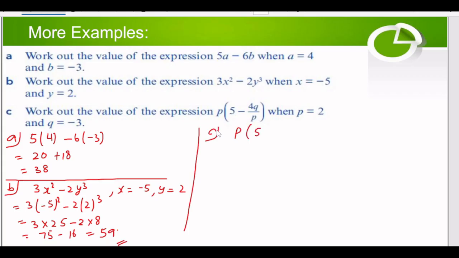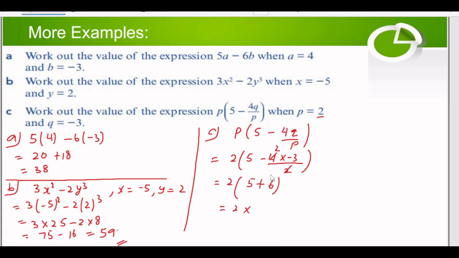In bracket we have 5 minus 4q over p. We will substitute the value. p is 2 into 5 minus 4 into q. q is negative 3 over p. p is 2. Okay. So, now we will do the calculations. This is 5. So, now you see this is going to multiply by 2. So, negative and negative becomes positive. 3 times 2 is 6. So, this is 2 times 6 plus 5, it is 22.